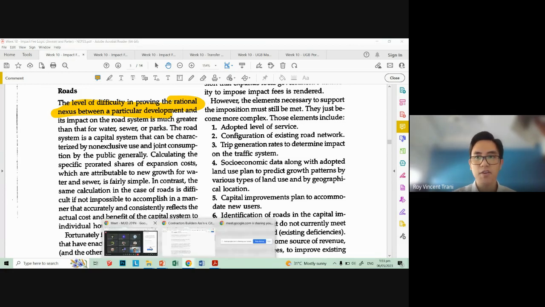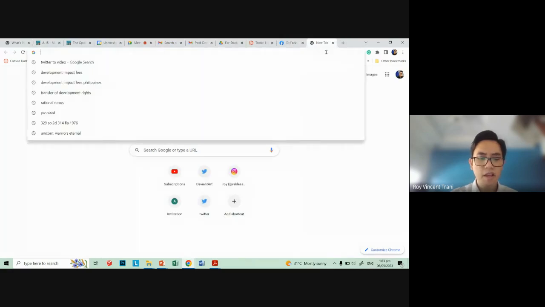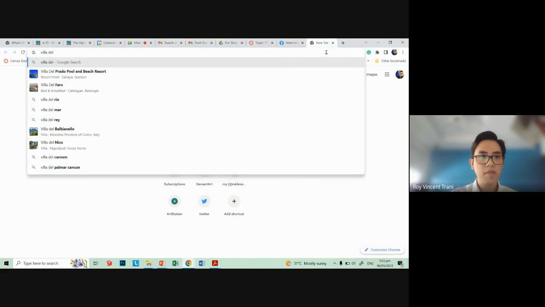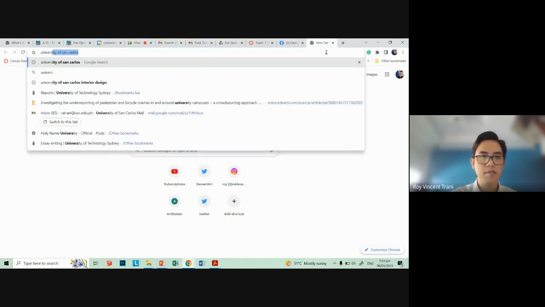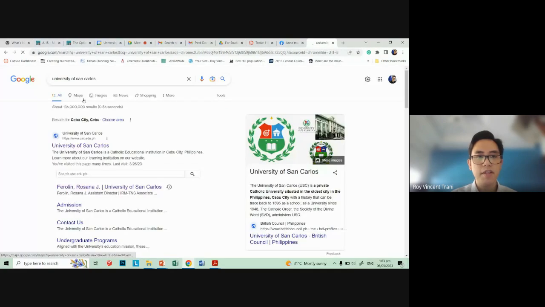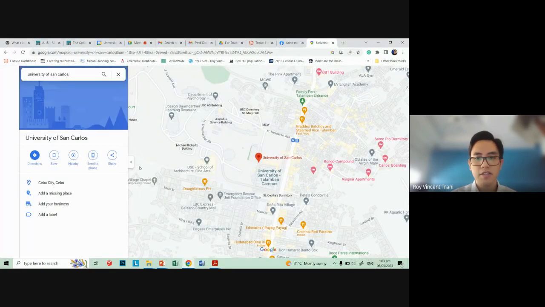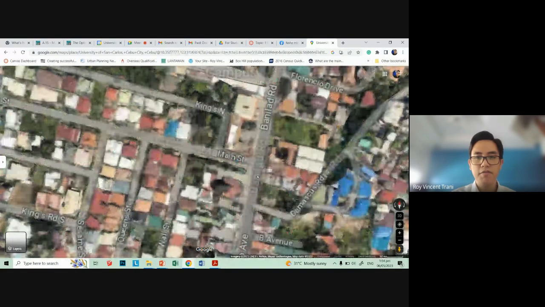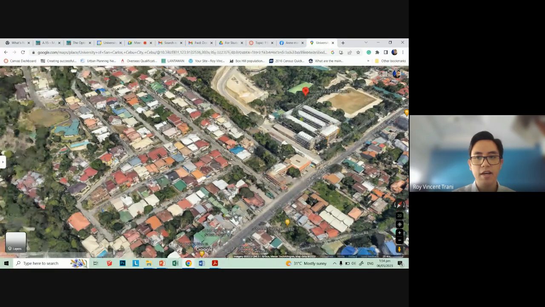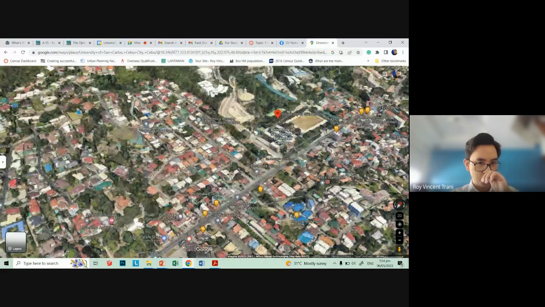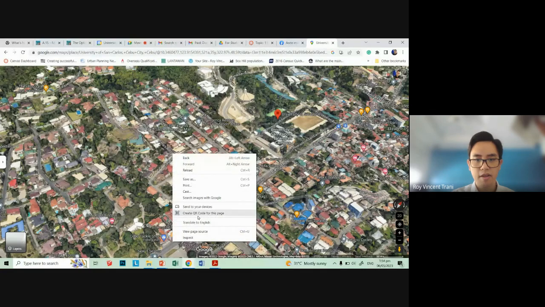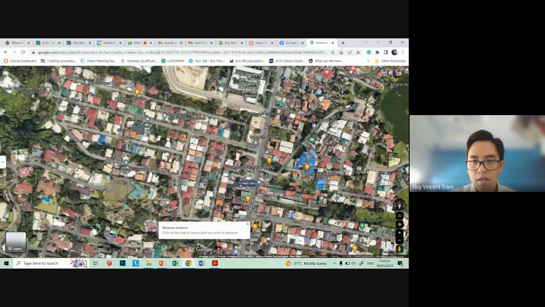Let's see. I think I'll go to a visual example here. For example, let's look at a subdivision here in Talamban. Oh no, let's go to University of San Carlos. So USC Talamban, there are several subdivisions in this area. So for example, we have one here, Doña Rita Village in Barangay Banilad. So let's say that this road, this Banilad road here, which I will highlight, measure length. Okay, like that.